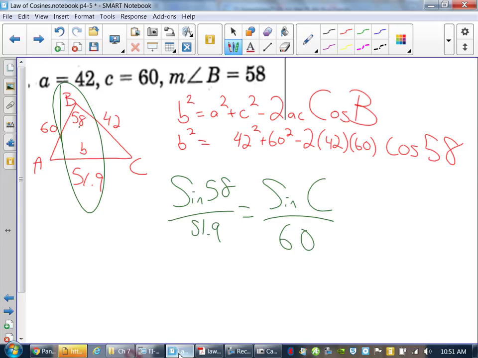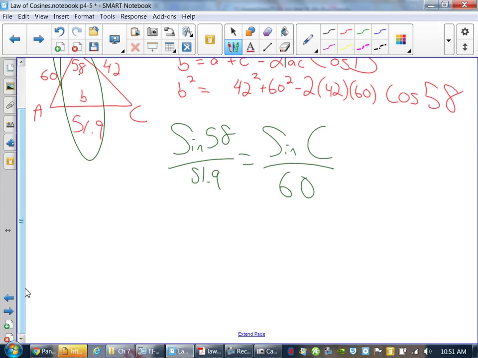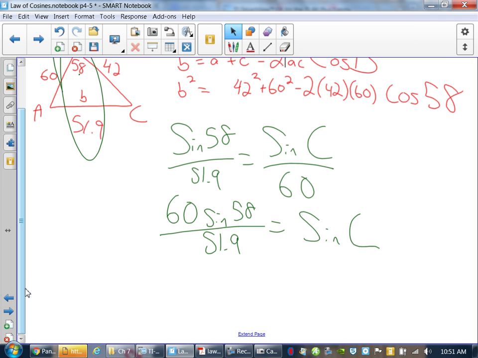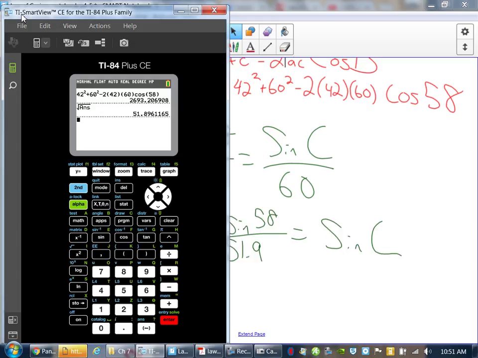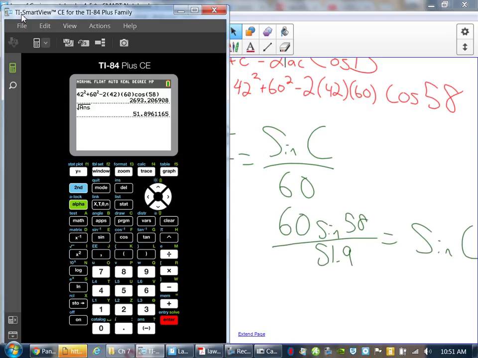So when you're using law of sines, when you're finding the angle, it works out to be one step to move the denominator. And this is going to equal the sine of C. And this is where most of you guys will make a mistake. You won't write all of this out, and when you take the inverse, you'll use cosine by mistake because you just used it. Okay? So make your fraction bar.